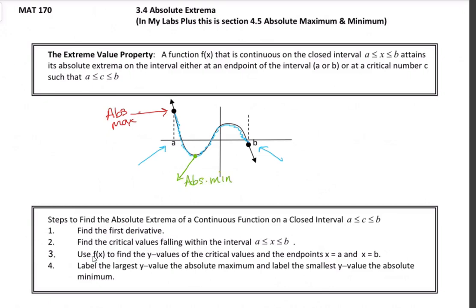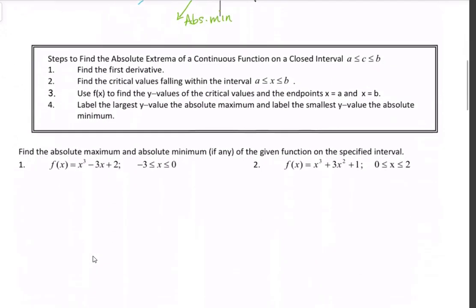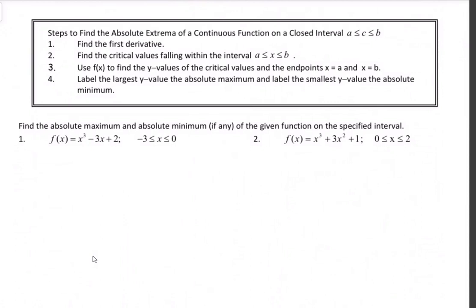So we know that when we're looking on a closed interval, our absolute max and our absolute min is always going to occur at either one of the endpoints, A or B, or at a relative max or min that lies between A and B. So let's take a look at an example where we'll actually find that absolute max and min.